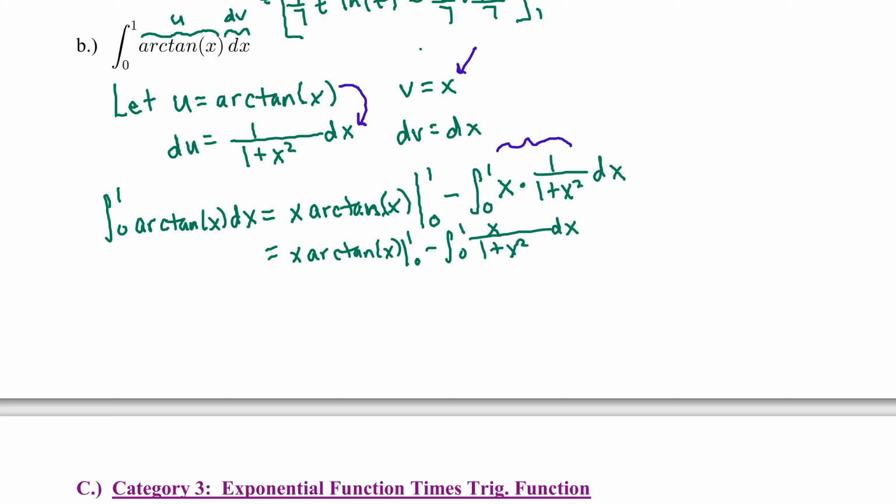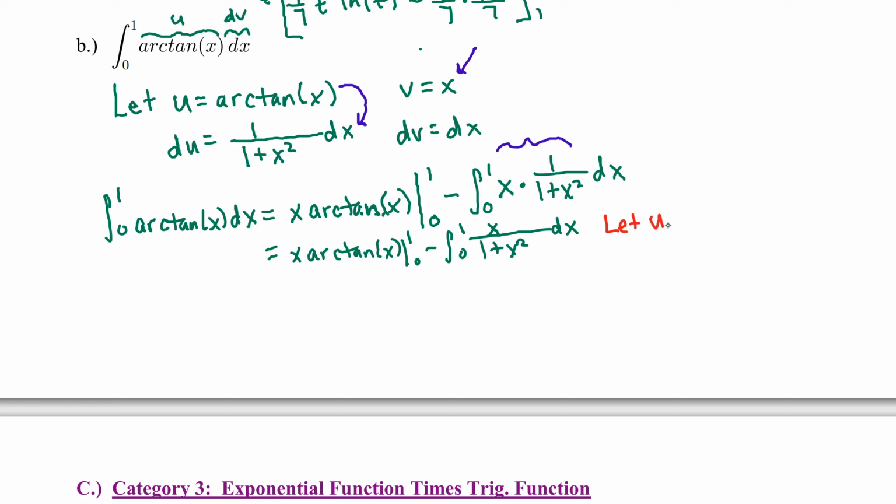Now remember, integration is primarily a problem of recognition of patterns. So to figure out how we're going to integrate this second integral, we need to look at the pattern of the integrand. Notice x over 1 plus x squared is a rational function. It doesn't match any of our integral formulas for the inverse trig functions, but notice it is a proper rational function.